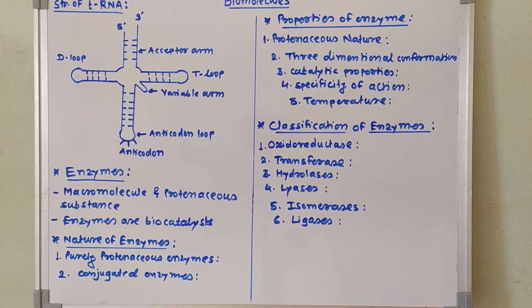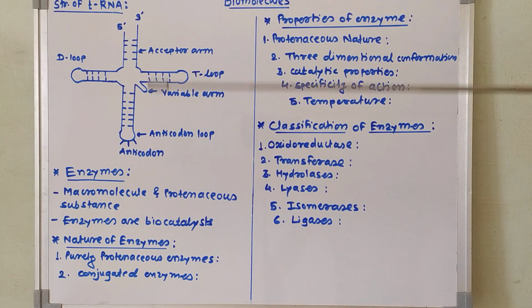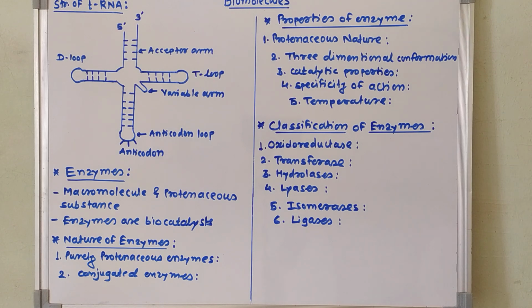that is the enzyme. We first studied the definition of enzyme. In the living cell, reactions occur at normal body temperature and pressure due to the presence of specialized macromolecules, proteinaceous substances called enzymes. Enzymes are biocatalysts which alter the rate of chemical reaction in the living cell. It is called a biocatalyst because it alters the rate of chemical reaction in the living cell.